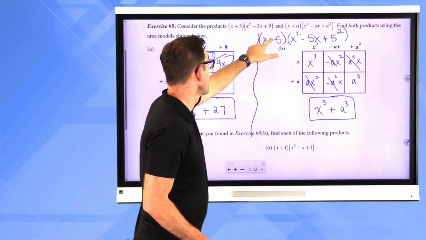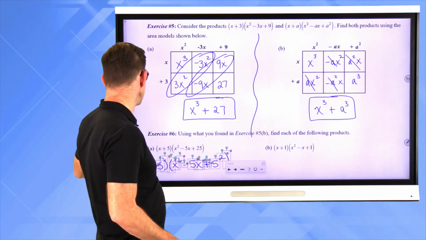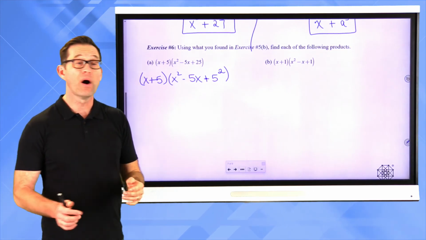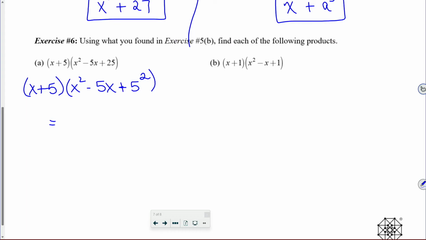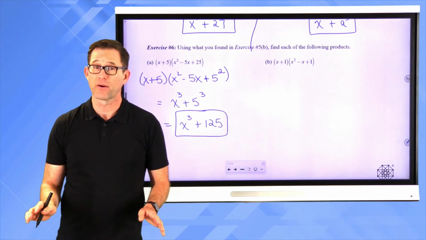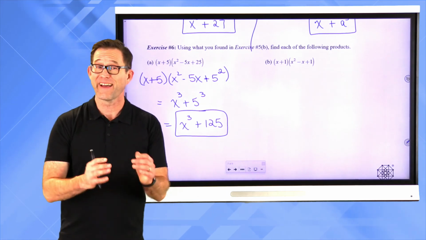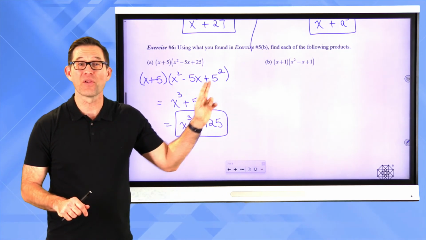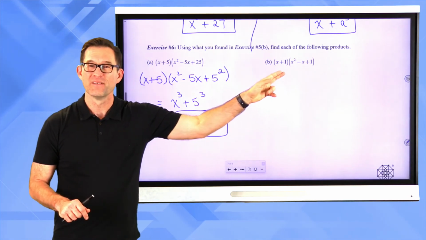Now, we could work it all the way out. We could certainly use our area model, work it out, get all of that funkiness, but all of this should be x cubed plus 5 cubed, which is just x cubed plus 125. Now again, that is a very specific pattern though. Do you know what I mean? That is x plus a times x squared minus a times x plus a squared. Take a look at letter B.